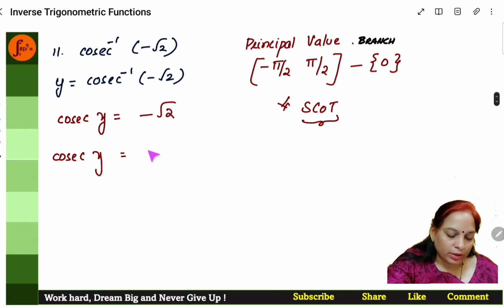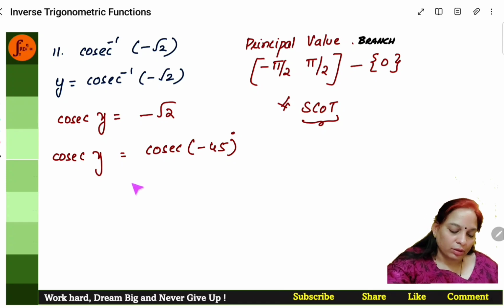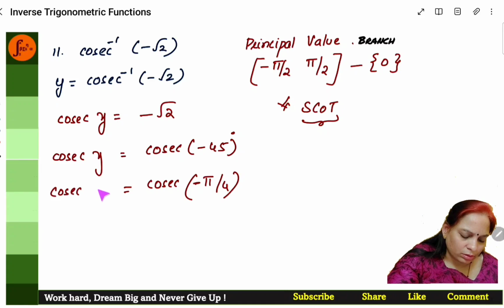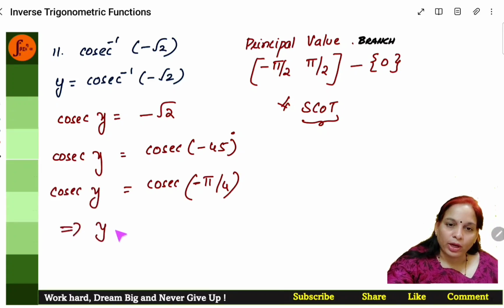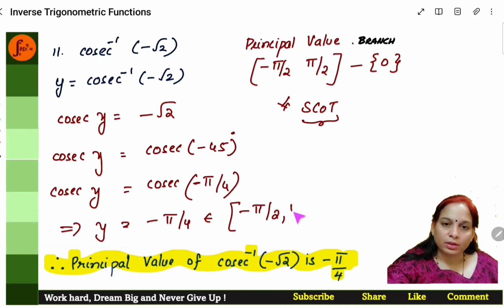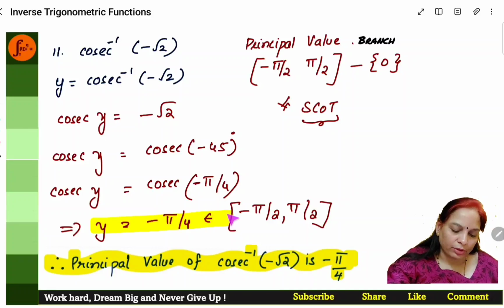Now cosec of minus 45 degrees is minus root 2. Cosec of 45 degrees is root 2, right? That is cosec of pi by 4, so cosec of minus pi by 4 is equal to cosec y. Pi by 4 is 45 degrees. This implies that y is equal to minus pi by 4, and this belongs to the principal value branch, which is minus pi by 2 to plus pi by 2. Therefore, the principal value of cosec inverse of minus root 2 is minus pi by 4.